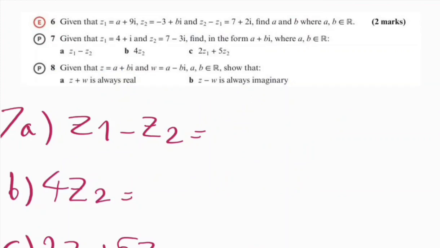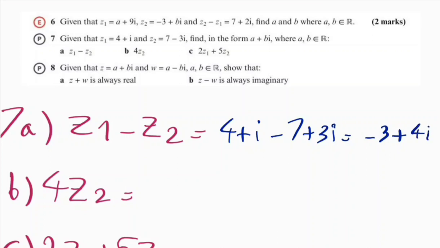Question 7. Given that z1 is 4 plus i and z2 is 7 minus 3i, find in the form a plus bi, where a and b are real numbers. So we should work out each of these. A, we have z1 minus z2. So z1 is 4 plus i, and minus z2. z2 is 7 minus 3i, but minus that will be minus 7 plus 3i. And this is equal to minus 3 plus 4i.